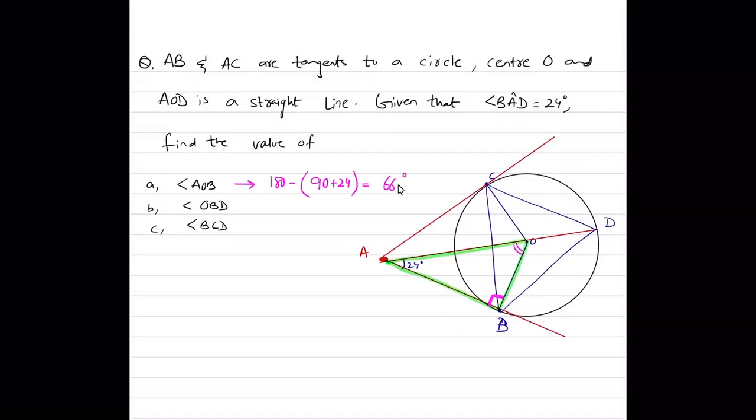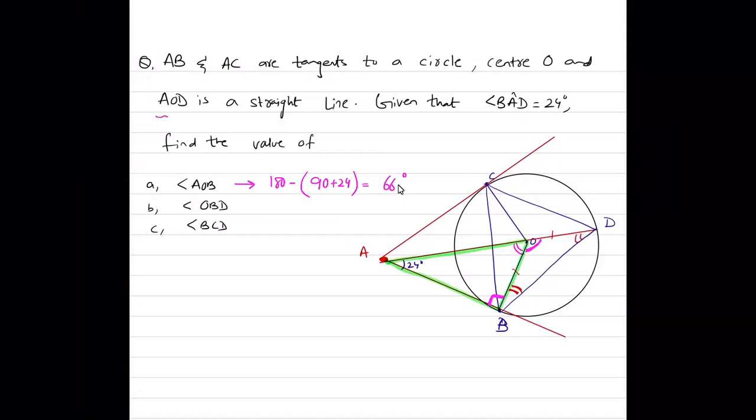Then to find OBD, where is OBD? This angle. OBD is here. Now consider triangle OBD. It's an isosceles triangle, so whatever angle OBD is, angle ODB is also going to be the same. So all you need to know is to find the angle BOD.